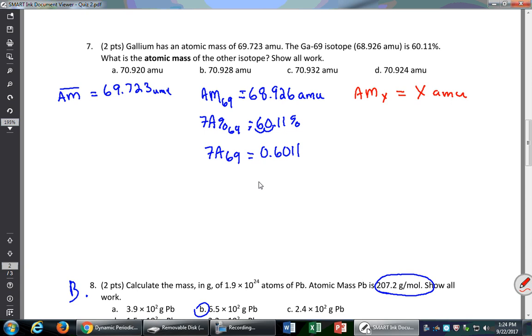Now my fractional abundance I can figure out. Assuming I only have 2 isotopes, if I have 60.11% of one, I can calculate how much I have of the other, because remember, percent equals 100. So my percent of X is just going to be equal to 100 minus 60.11, and that gives me 39.89. Now again, that's percent, so that tells me my fractional abundance of X is 0.3989.